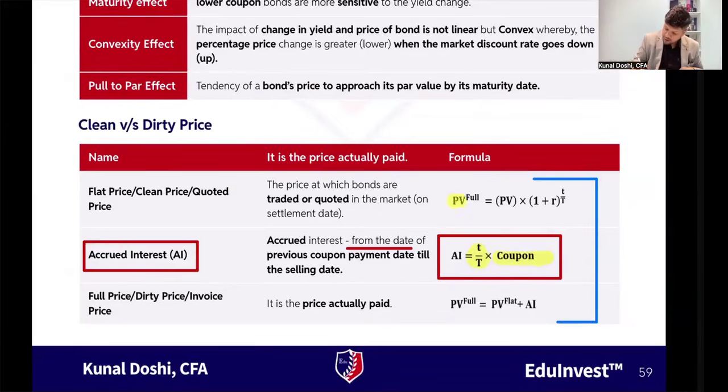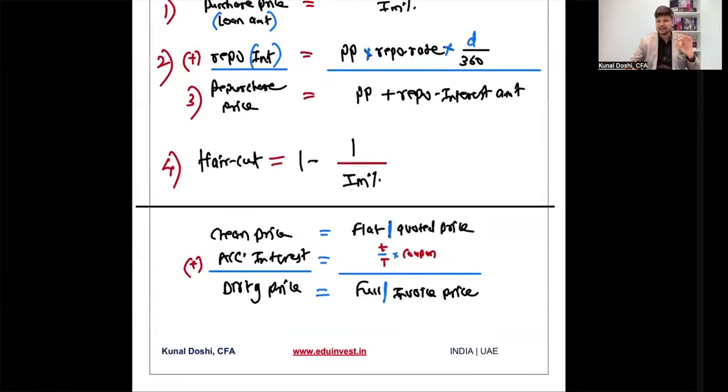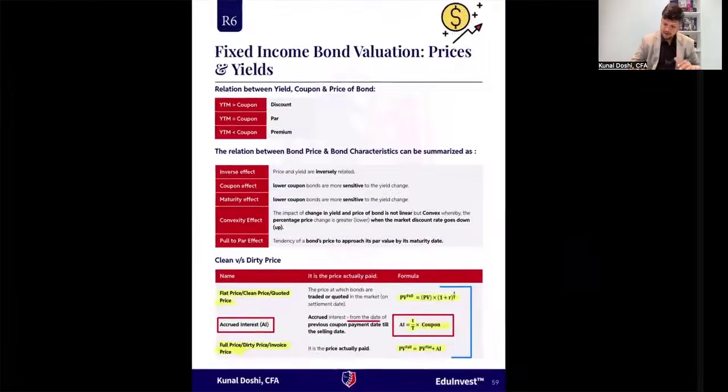I have mentioned these formulas also, but you don't need these formulas at all. The PV full, PV flat, those formulas are not needed. You need to know the names. And which price will be always higher? Full price, dirty price, or invoice price, that will be always higher. Remember that, okay? And do remember the names. Accrued interest formula, yes, you can remember that. Clear, everyone? All right.